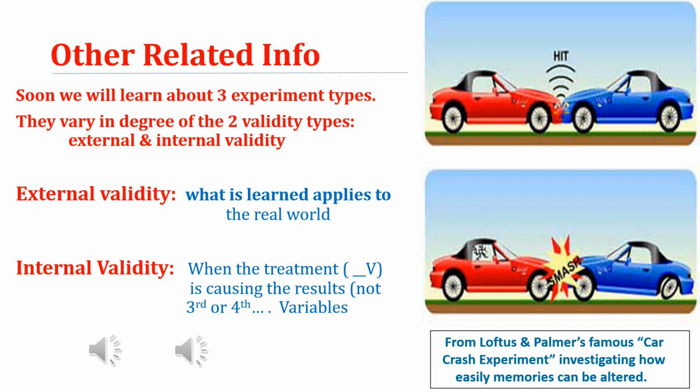And we learned how fragile memory is. Students who were in the condition who read or heard the word smashed estimated the cars were going quite a bit faster than if they were exposed to the word hit. So memory was actually being altered depending on phrasing that occurred after they saw the video. Very interesting, yes?